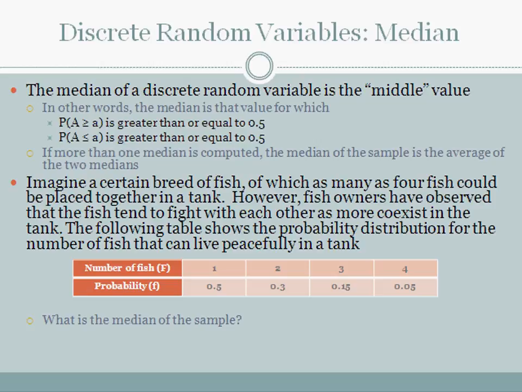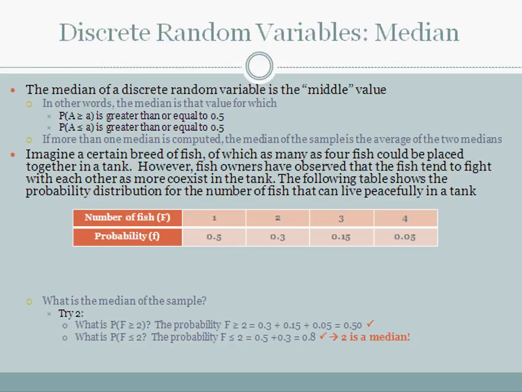It's also possible to calculate the median for a discrete random variable. This is the middle value. In other words, the median is the value for which the probability that A is greater than that value is equal to 50%, and the probability that A is less than that value is equal to 50%. Sometimes more than one median can be computed, in which case the median of the sample is the average of the 2 medians. Let's consider our fish in the tank again and calculate the median of the sample.